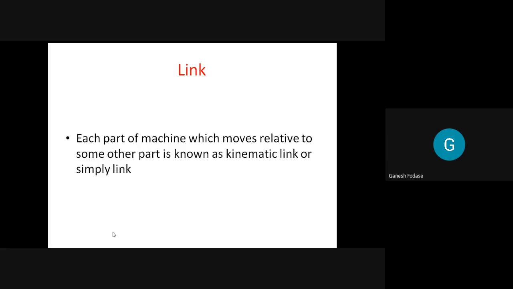Now, I hope you understand this, but remember, to call any part a link there are two conditions. First thing, it must be a resistant body. Keep this in mind, even though it is not written on the slide. And I request everyone, when we are discussing, you may write your own notes.